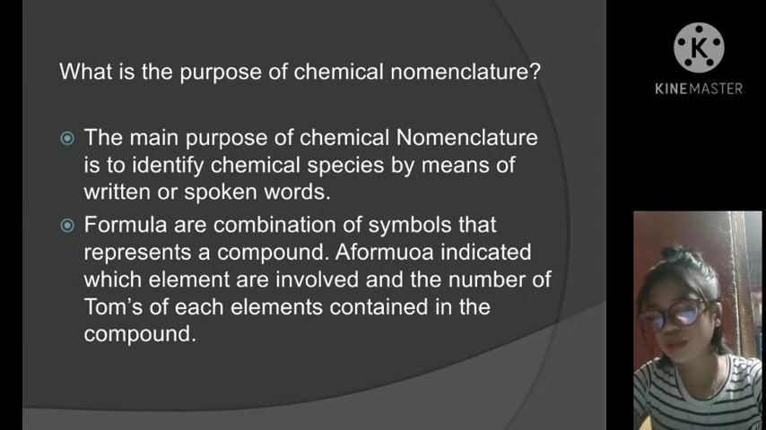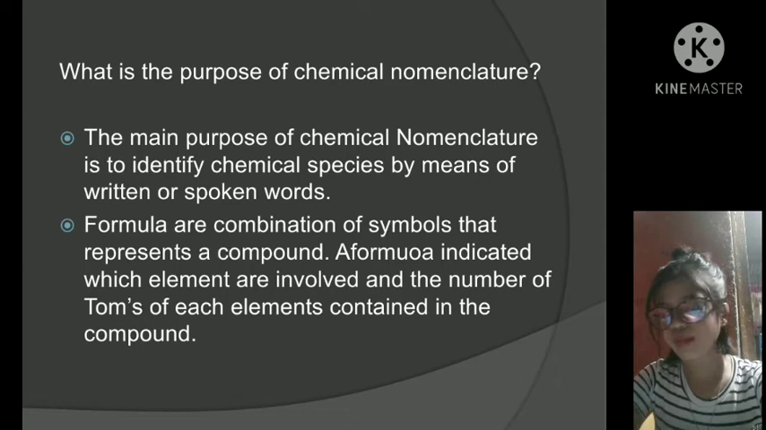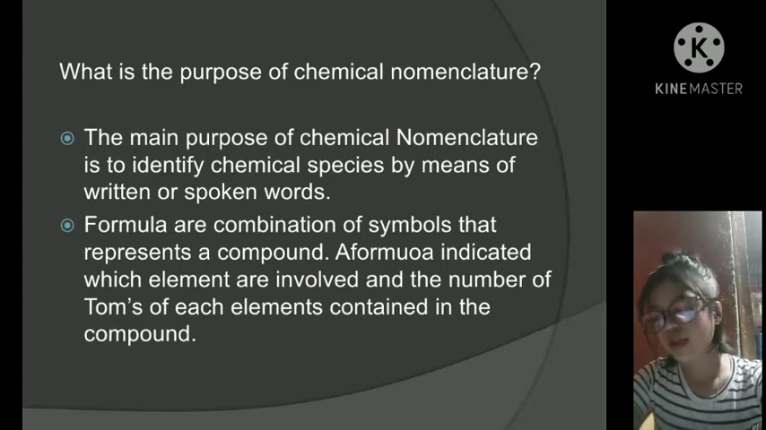What is the purpose of chemical nomenclature? The main purpose of chemical nomenclature is to identify chemical species by means of written or spoken words. Formulas are combinations of symbols that represent a compound. A formula indicates which elements are involved and the number of atoms of each element contained in the compound.